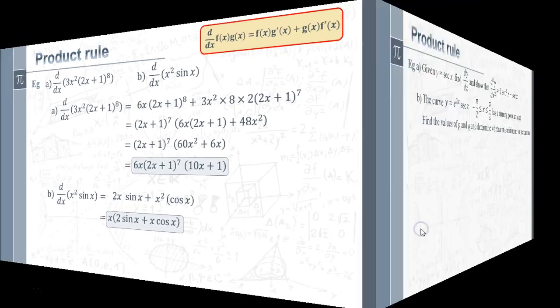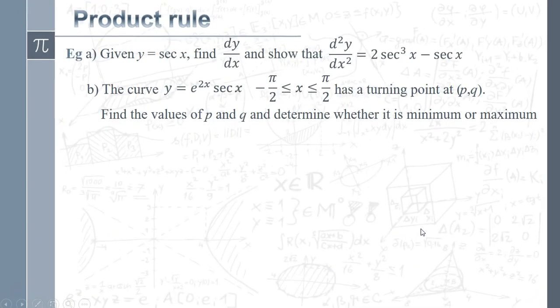Right, okay, last thing we're going to do is have a look at something that, to be quite honest, is a bit of a shocker, but we'll crack on through it, and this will be a whole product rule type of deal and putting it into the context of finding a turning point. So, here we go. Given y equals sec x, find dy/dx.